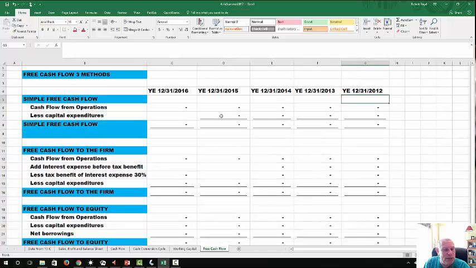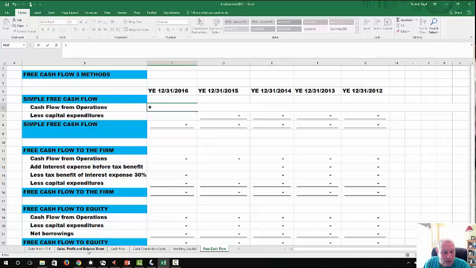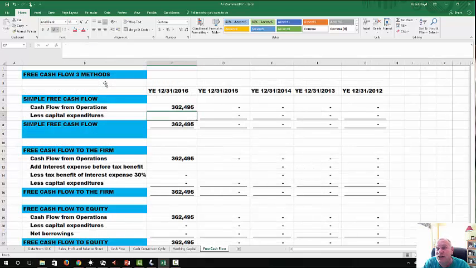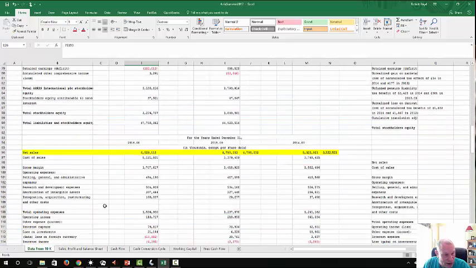And once again, I set this up so that I got everything ready. I created my structure, and now I'm going to pull the information in. Cash flow from operations, where are we going to find that? We're going to go right over to the cash flow statement, cash flow provided by operations. I'm going to put that in, less capital expenditures. Where am I going to find the capital expenditures? Let's go take a look at the cash flow statement.